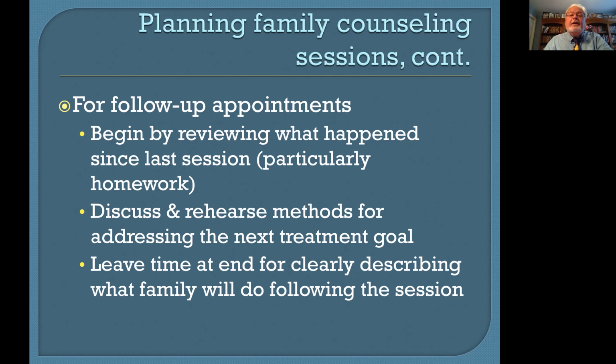It's important, even for follow-up appointments, that you leave time at the end for clearly describing what the family will do following the session so that they get a sense of it, and ask them to make a commitment to do it. It's much more likely that something's going to happen if you spend this kind of time with them.